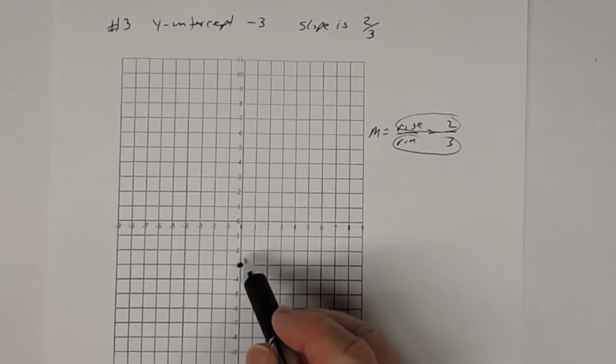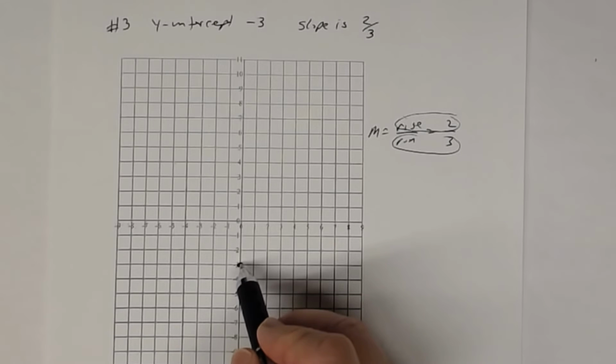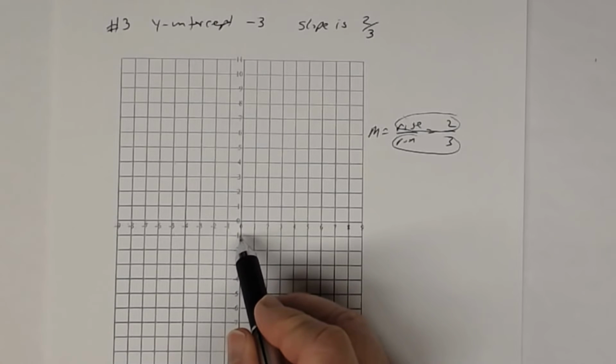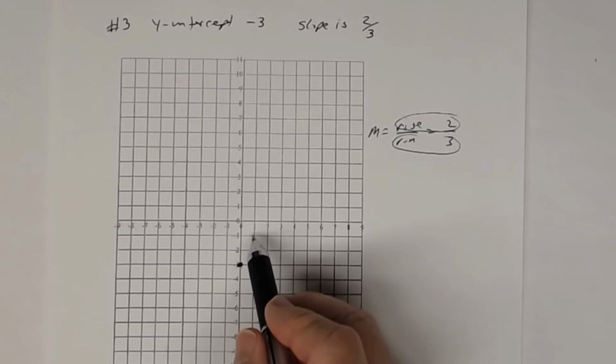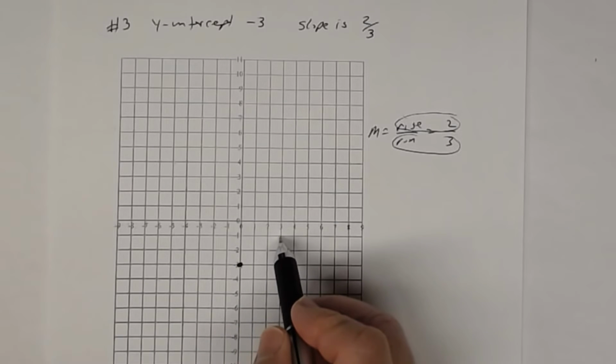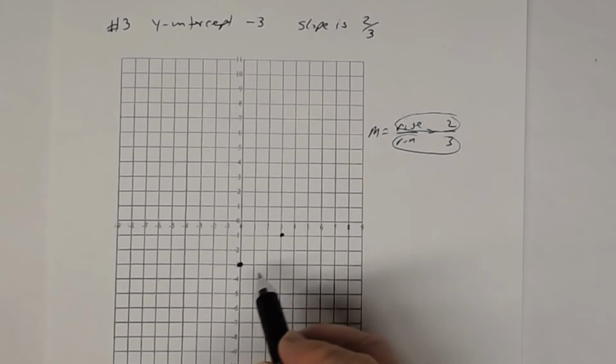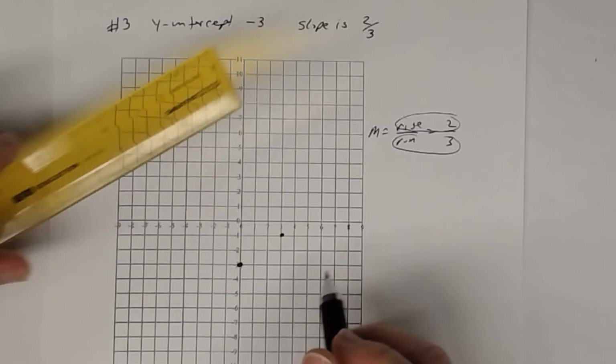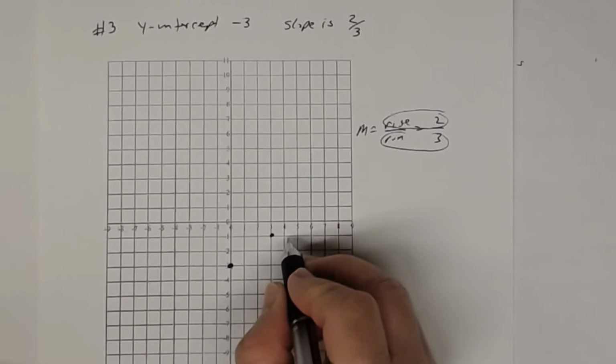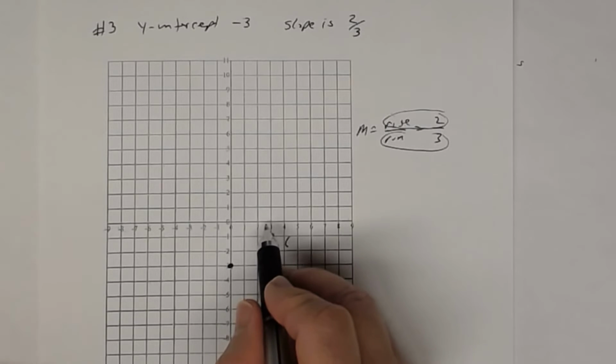So since my rise is a positive 2, I'm going to go up 2. So notice from this point, I'm going to go up 2. 1, 2. See that? So I'm right here. Now don't put a dot there. Okay? You got to use the run to help you as well. So my run's a positive 3. Since my run's positive 3, remember, run, you go left, right. So since it's positive, you can go to the right 3. 1, 2, 3. So this is where your other point is. All right. And notice when you draw a line, it's going to rise. Sometimes they're going to ask you to label, so make sure you label this correctly.